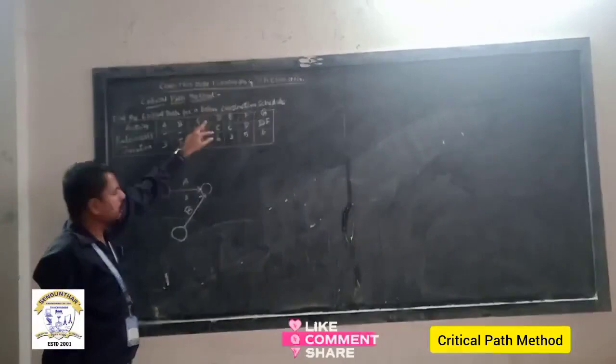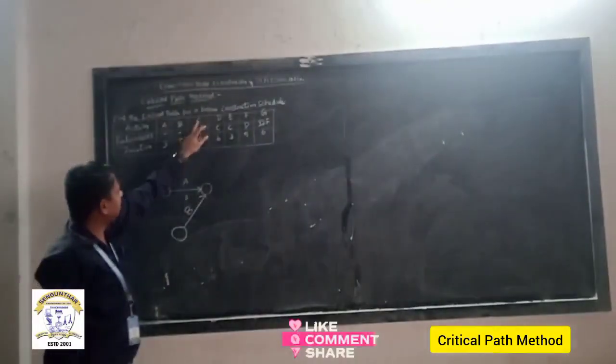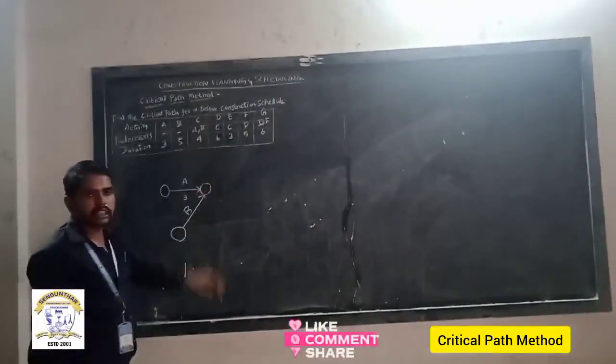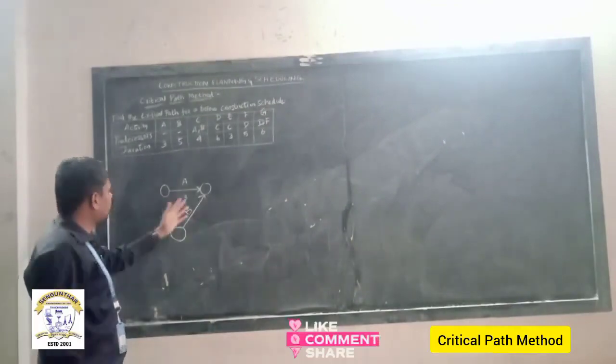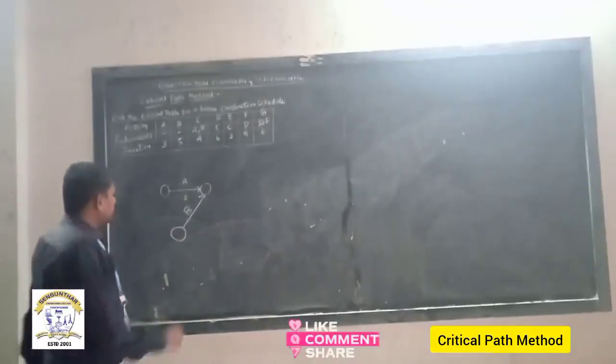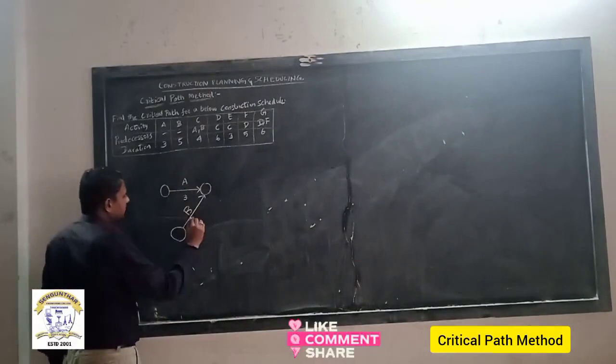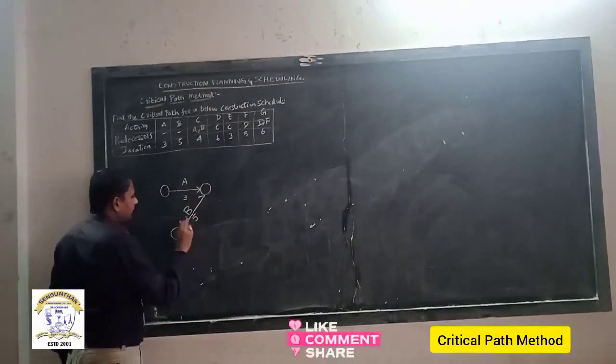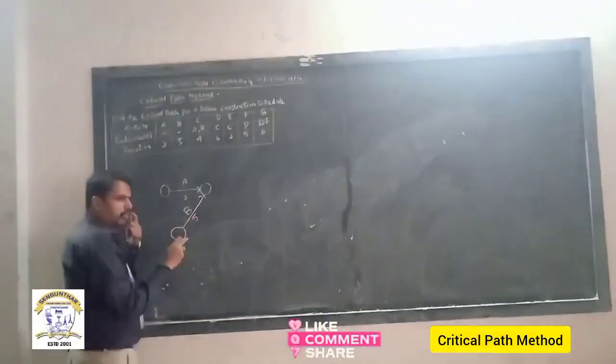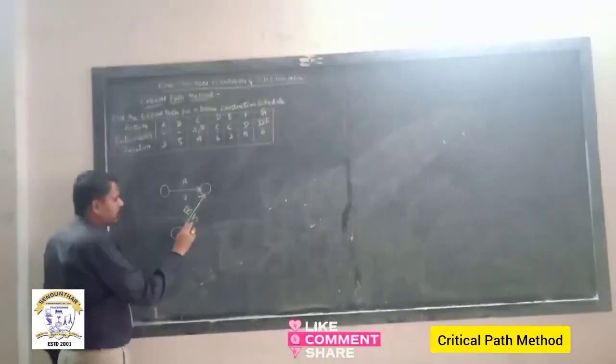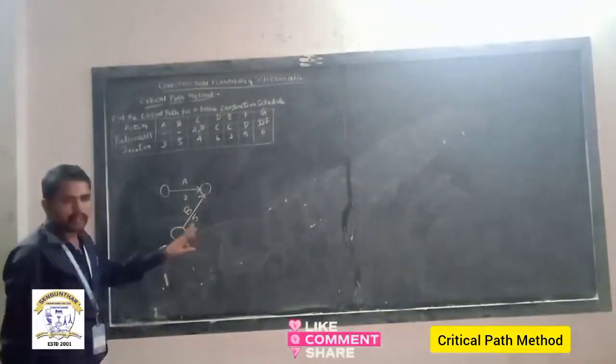See the next activity, C. For activity C, activity A and activity B are the preceding activities. That's why I draw it like this. So this is activity B, and its duration is 5. I make a note of the activity name at the top of the diagram and a note of the duration at the bottom of the diagram.